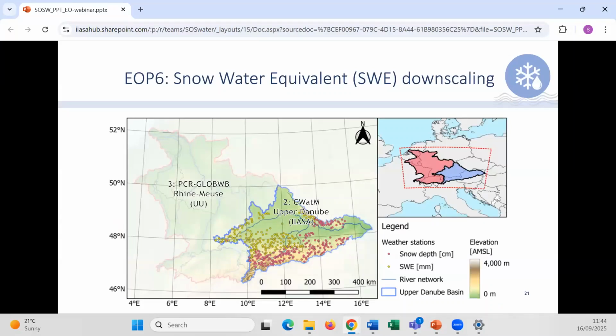The case study area is the Upper Danube. Here the model was trained on these 383 measurement stations. Then a snow water equivalent data set was generated. After that, we are also generating a snow water equivalent data set for the Rhine, to help benchmark the PCR-GLOB water balance model together with Utrecht University.